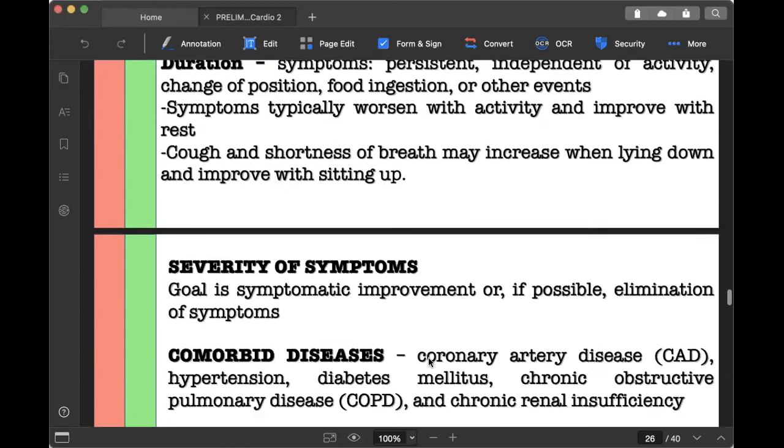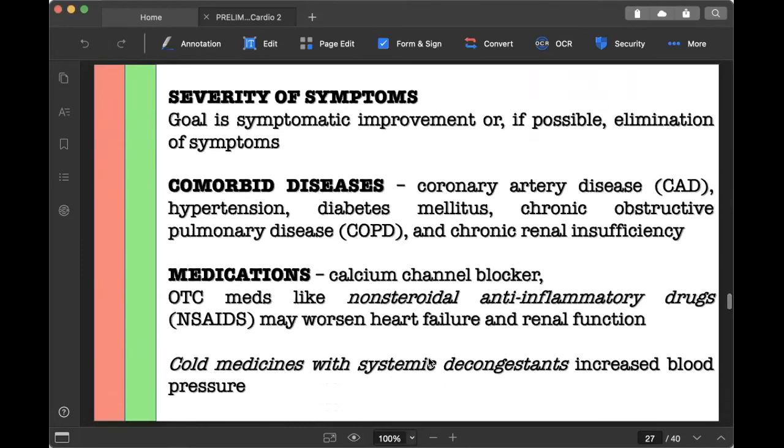Okay, how about in terms of severity of the symptoms? So the goal is the symptomatic improvement or, if possible, elimination of the symptoms. That is why, as early as possible, we really need to assess our clients. Okay. How about your comorbid diseases? Other kinds of diseases being experienced by the client, like CAD, hypertension, diabetes mellitus, your COPD, and your chronic renal insufficiency.